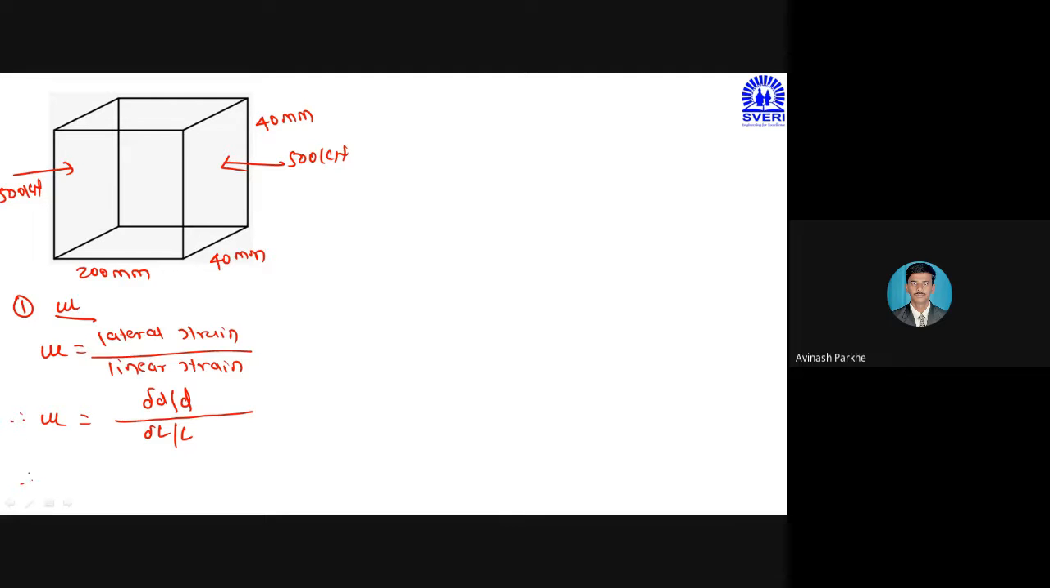So we have all the parameters. Change in depth is equal to how much? 0.04 divided by original depth 40 mm, divided by change in length, which is given as compression, 0.6, divided by original length 200.